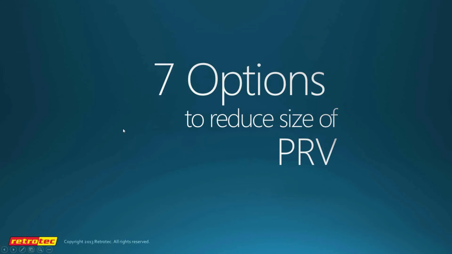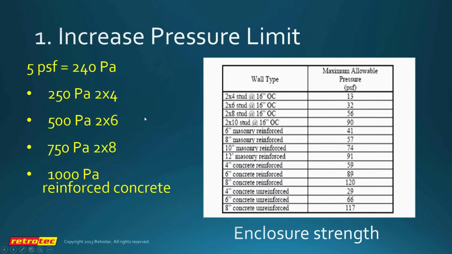So let's take a look at the first one. Aha! This is a very important table that we have here. This is the only study that's really been done. I think it was done by Kidde Fenwal probably about 10 years ago or so. It shows 2x4 studs, 16 inches on center, and it can handle 13 pounds per square foot. So 13 pounds per square foot is around about 700 pascals or so.